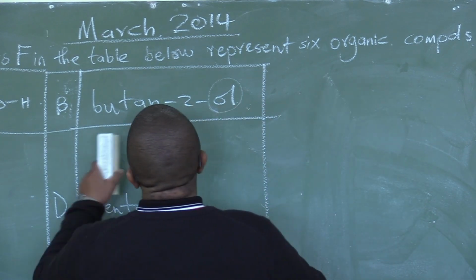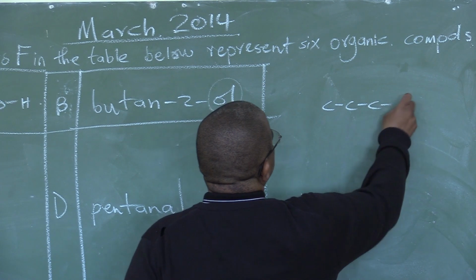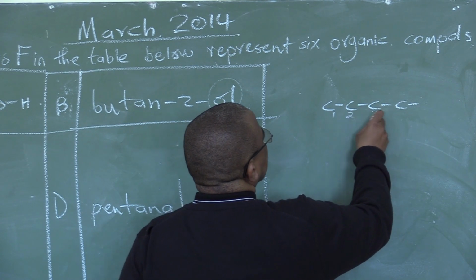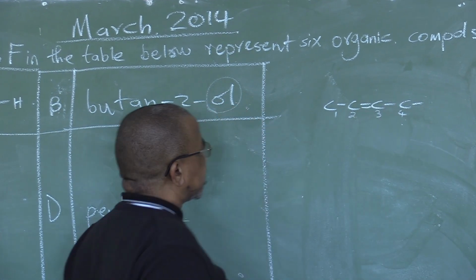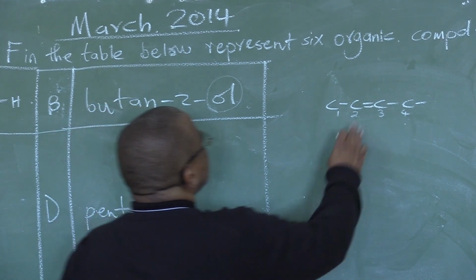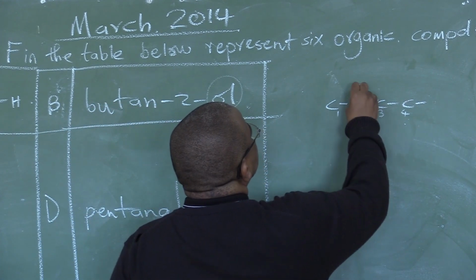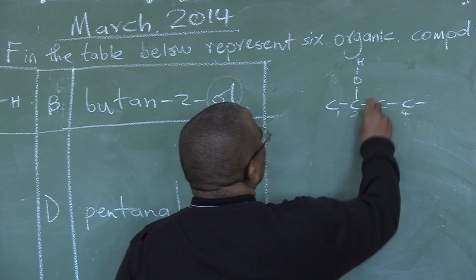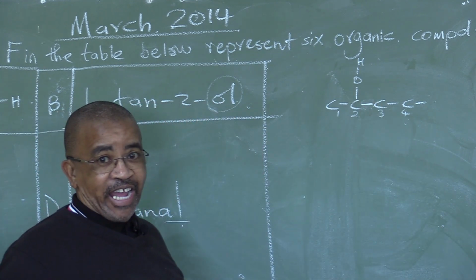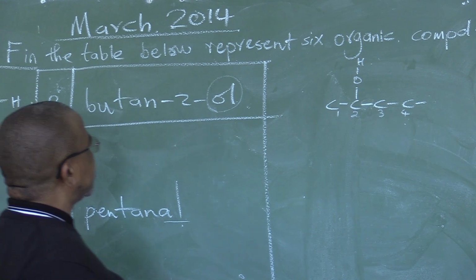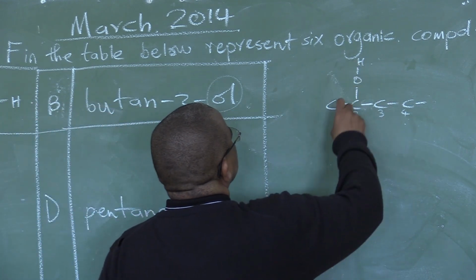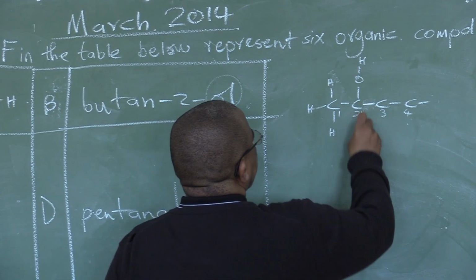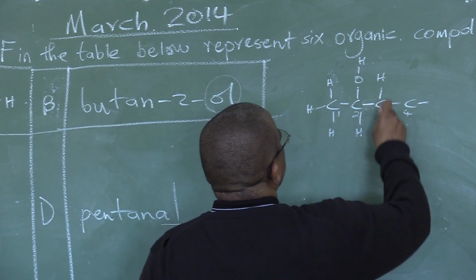Butan-2-ol has carbon number 4: 1, 2, 3, 4. So you label that 1, 2, 3, 4. In carbon number 2 there is an OH, so we have butan-2-ol. Then we add the OH there, using a lead pencil. You use a lead pencil.